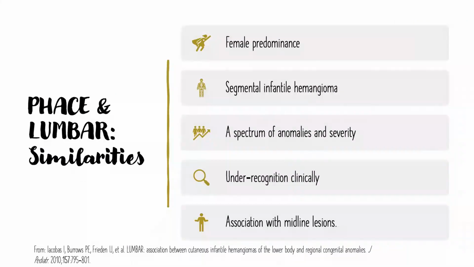As you might have noticed, PHACE and lumbar syndromes seem to have a lot of similarities. Some people think that PHACE and lumbar are actually the same disease, with PHACE affecting the upper half and lumbar affecting the lower half of the body. But because we don't know yet the genetic causes for either of these diseases, we're unable to say if this is true. Some other similarities seen between PHACE and lumbar syndrome include female predominance, segmental hemangiomas, spectrum of anomalies in severity, under-recognition clinically, and the fact that both can be associated with midline lesions.